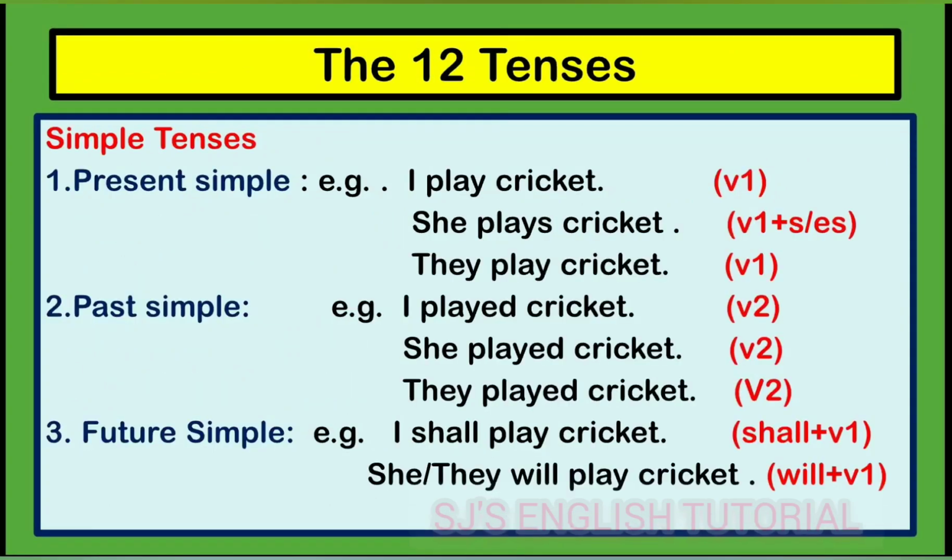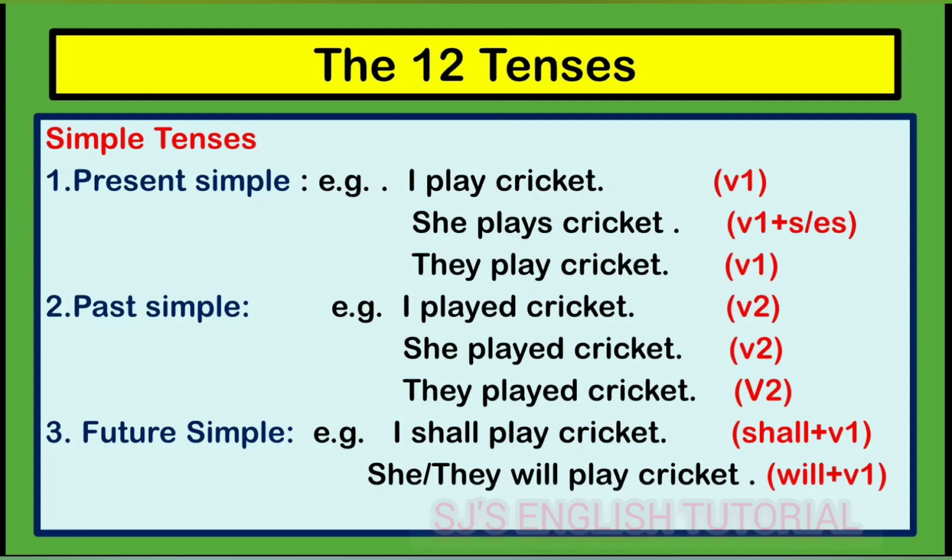There are 3 simple tenses. One is present simple. Example: I play cricket, she plays cricket, they play cricket. We use only the V1 form of the verb here. The third person singular takes another form, V1 plus S or ES. Past simple. See the examples: I played cricket, she played cricket, they played cricket. In all the sentences we have used only V2 because in the simple past we use only the V2 form of the verb, that is the past form of the verb.